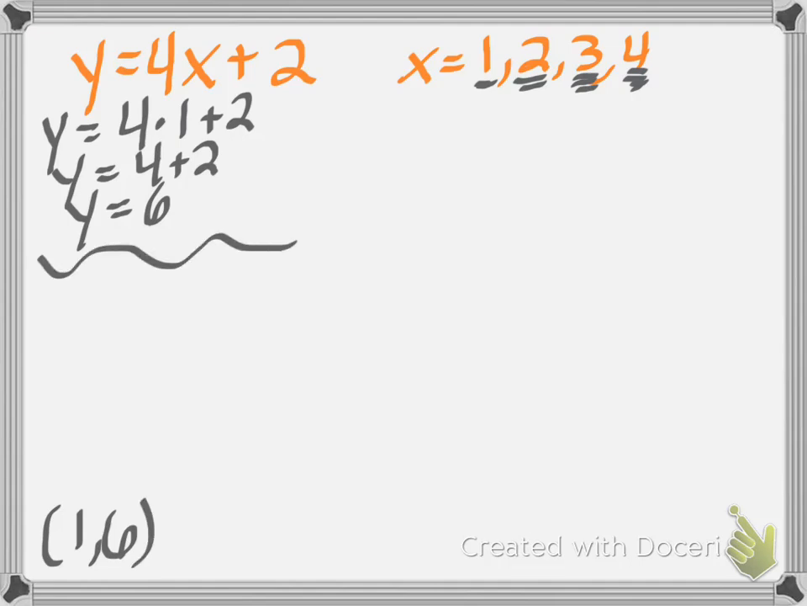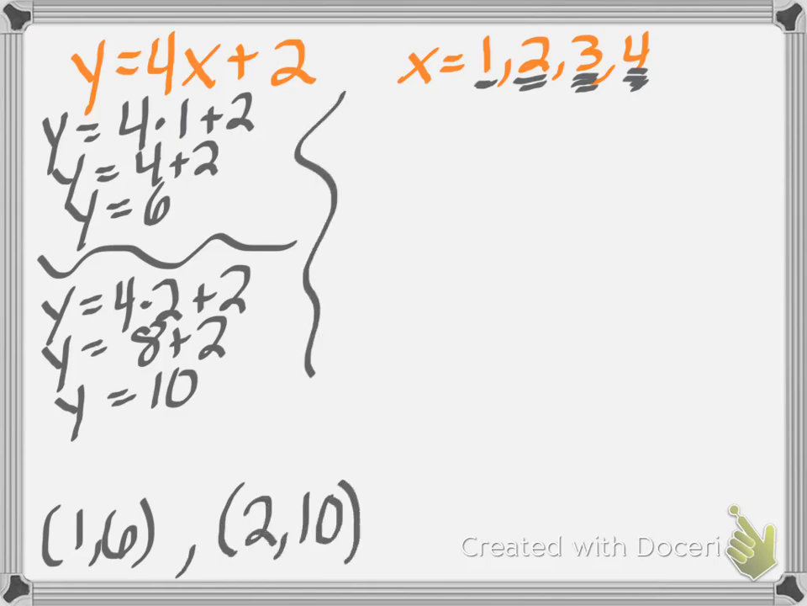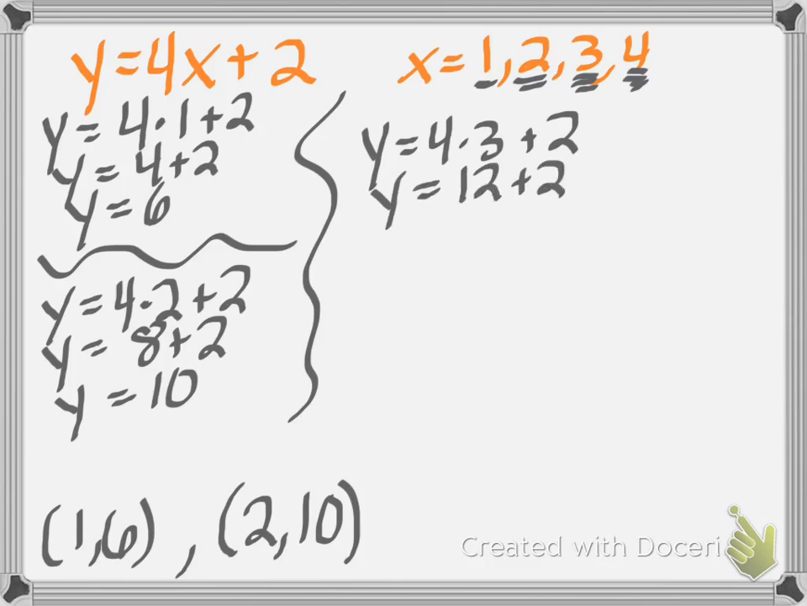Let's do the second one. Y equals 4 times 2 plus 2. Multiply first, 8 plus 2. That means y equals 10. So when x is 2, y is 10. Okay, let's try the third one. X equals 3. Y equals 4 times 3 plus 2. Y equals 4 times 3 is 12 plus 2. That means y equals 14. My third ordered pair is 3, 14.